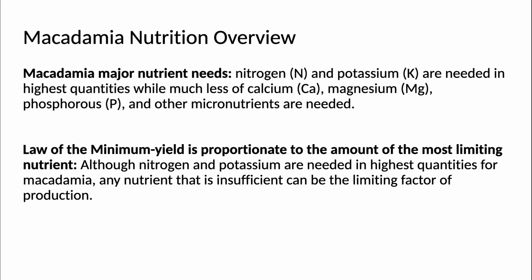Now, things like calcium, magnesium, phosphorus, and all those micronutrients are also critical, but they're just needed in lower quantities. And there's this law called the law of the minimum, which means your yield is proportionate to the amount of the most limiting nutrient. So although nitrogen and potassium are needed in the highest quantities, if you have a deficiency or a toxicity in something else and you don't address that, even if you're putting on just as much nitrogen and potassium that you need, or you have a system that's able to provide those nutrient needs, you might be limiting your yield.